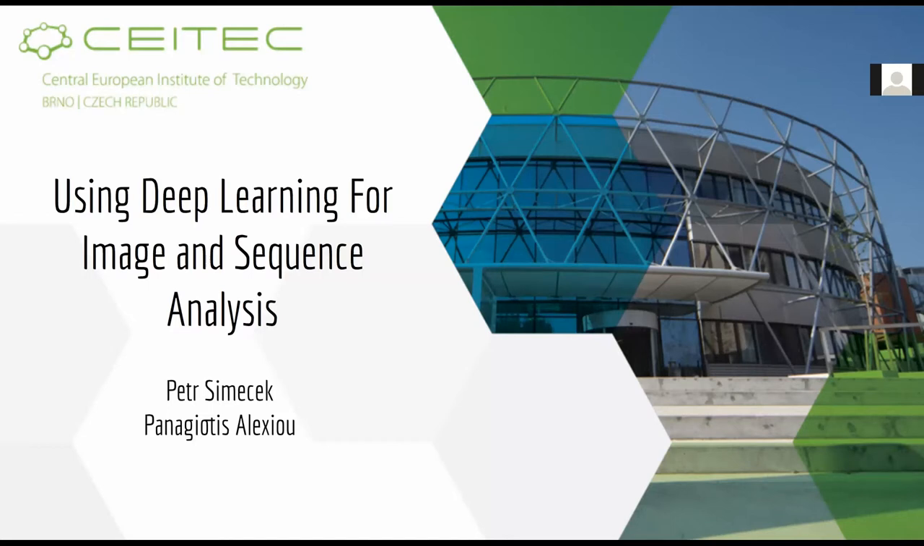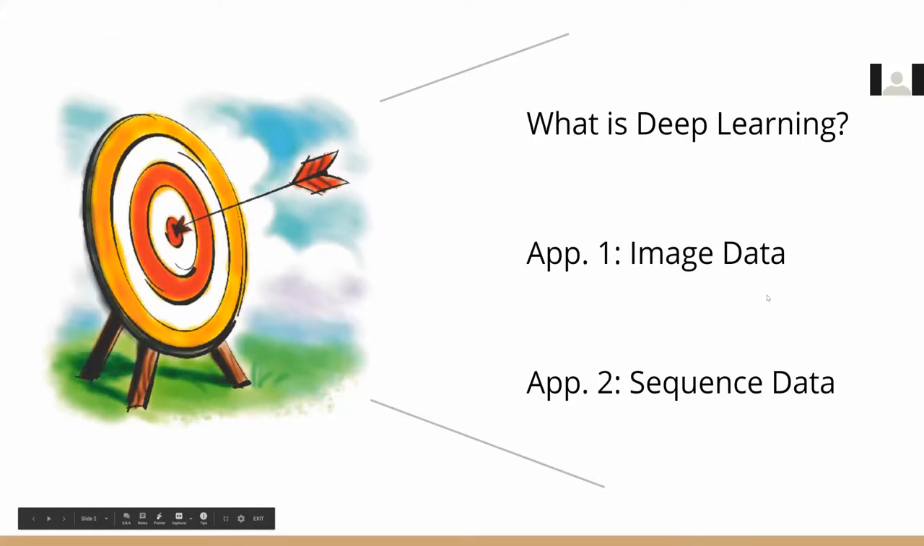Using deep learning for image and sequence analysis, this is our title. Obviously it's a 3-hour workshop, so we won't have time to go into depth about everything. Our goal today is, if you are a beginner, to give you a basic understanding of what deep learning is, and give you resources where you can find more in-depth material to learn more about it. And we're going to have two basic applications, one about training models on image data, and one about training models on sequence data, like biological sequences.